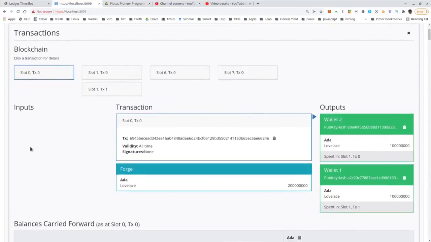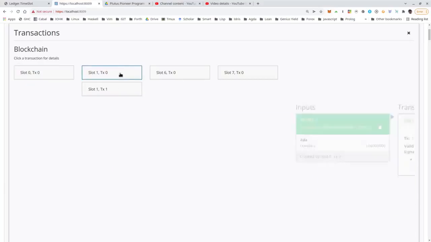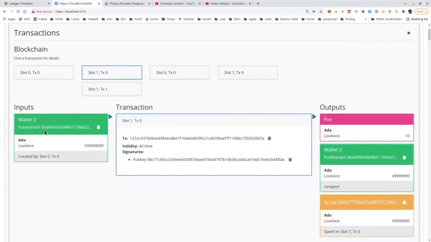Let's check. So as always, it starts with the Genesis transaction to distribute the initial funds, 100 ADA to each of the 2 wallets. Then these are the 2 gifts. Let's see which is which. Okay, this is the second one, wallet 2 to wallet 1, 50 ADA. So this is the first one from wallet 1 to wallet 2.